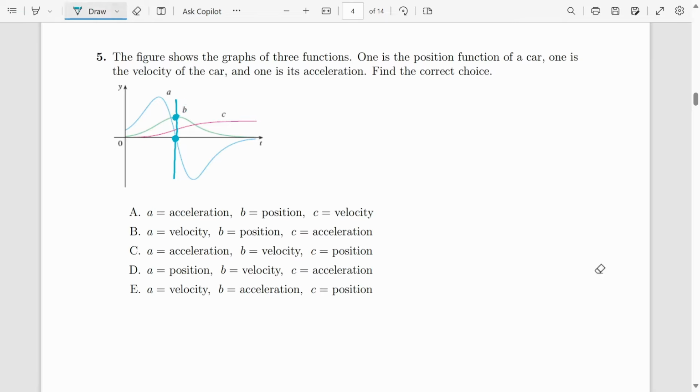And function C, this one is a little harder to tell, but right at that point, it has an inflection point. You can see on the left, it's concave up, and on the right, it's concave down. So knowing all that, which is which?